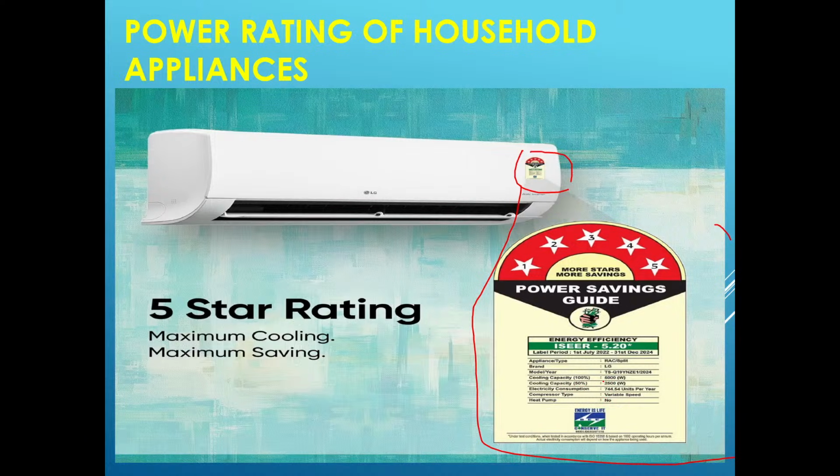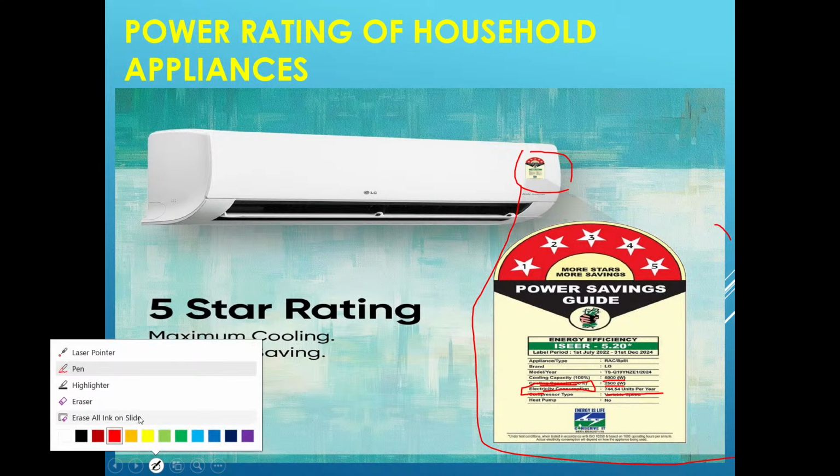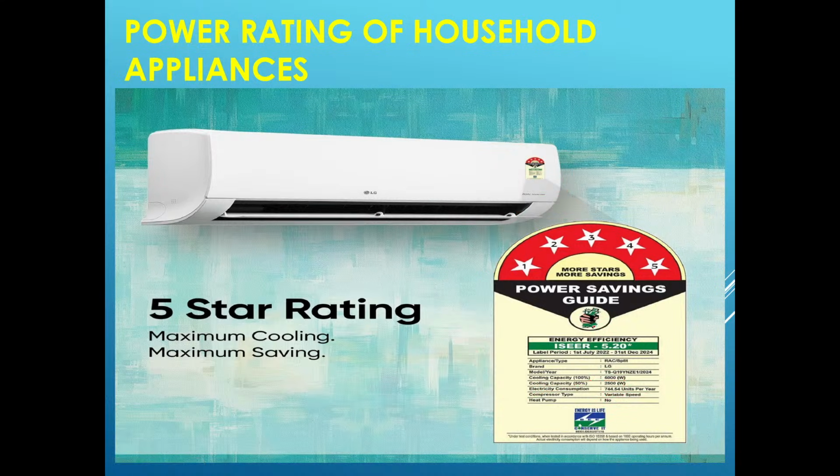You can see the power capacity is given here, some 6,000, 2,500, written in watts. Cooling capacity 100%, cooling capacity 50%, that's what they have mentioned. LCD consumption is mentioned here, around 744.54 units per year. So how much power these electrical appliances will consume is usually mentioned at some location. When you buy an electrical appliance, just carefully observe.